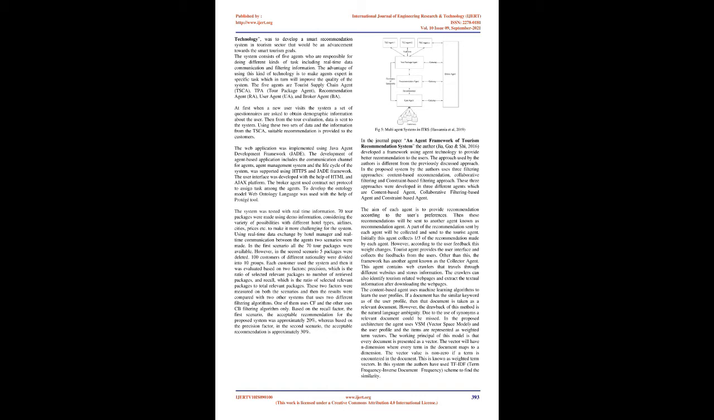100 customers of different nationality were divided into 10 groups. Each customer used the system and then it was evaluated based on 2 factors, precision, which is the ratio of selected relevant packages to number of retrieved packages, and recall, which is the ratio of selected relevant packages to total relevant packages. These 2 factors were measured on both the scenarios and then the results were compared with 2 other systems that use 2 different filtering algorithms. One of them uses CF and the other uses CB filtering algorithm only.